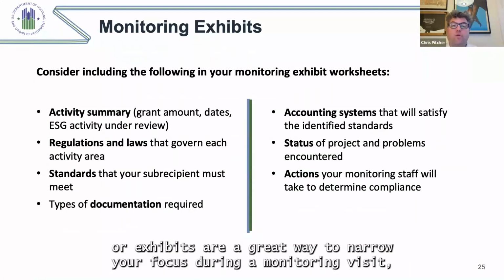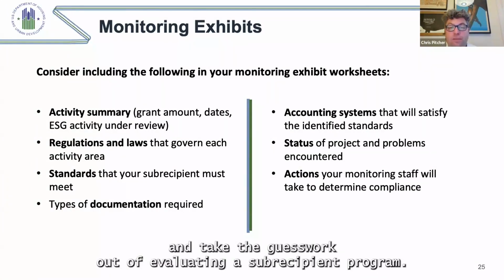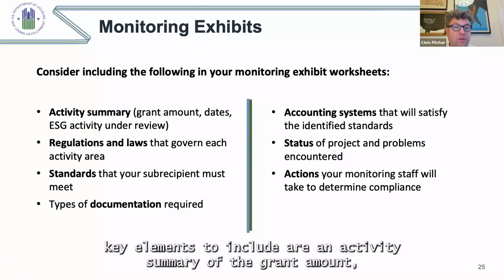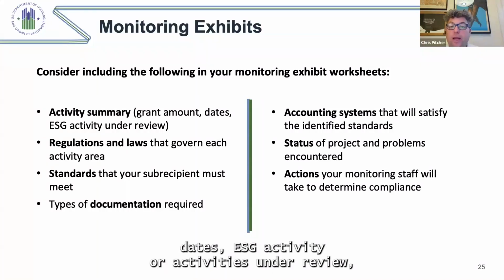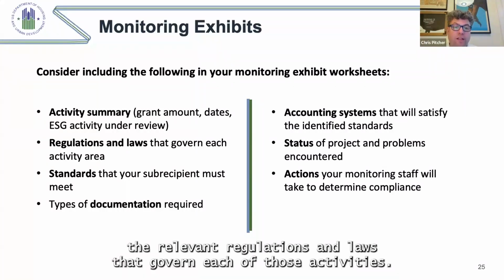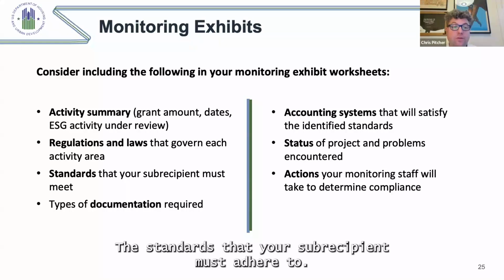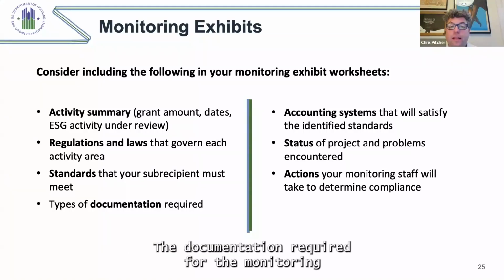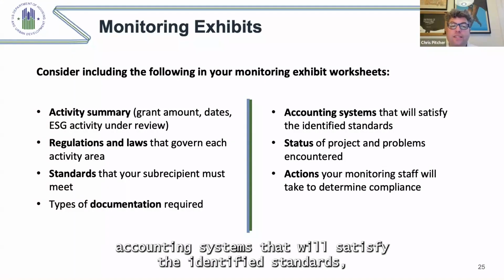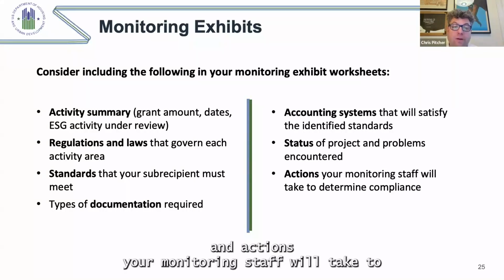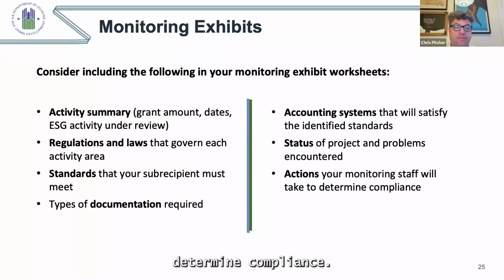Monitoring checklists or exhibits are a great way to narrow your focus during a monitoring visit and take the guesswork out of evaluating a subrecipient's program. You have flexibility in developing your own exhibits, but key elements to include are an activity summary of the grant amount, dates, ESG activity or activities under review, the relevant regulations and laws that govern each of those activities, the standards that your subrecipient must adhere to, the documentation required for the monitoring, accounting systems that will satisfy the identified standards, the status of the project and any problems encountered, and actions your monitoring staff will take to determine compliance.